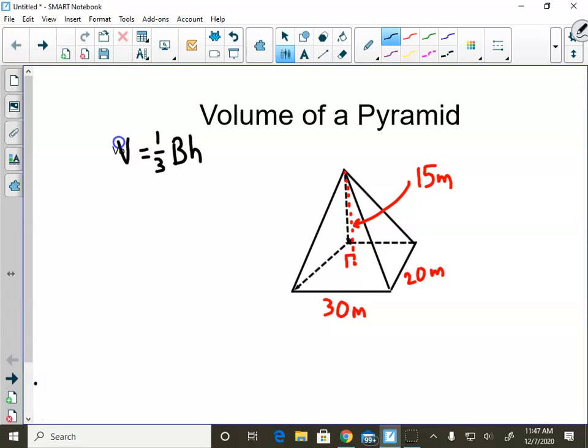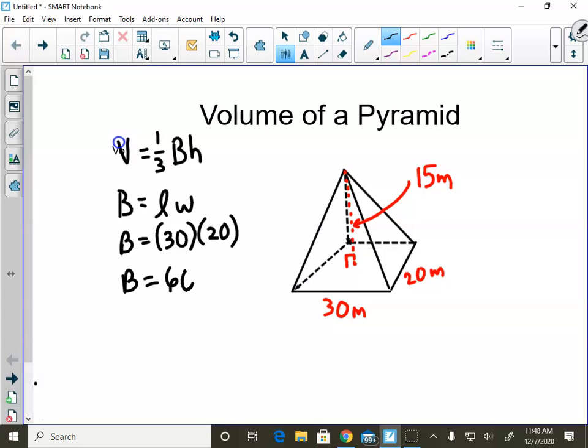So in this case, you can see we have a rectangular base. So we're going to have to find the area of that base. That's what this capital B stands for. So in this case, our capital B is going to be the length times the width because we have a rectangle. So the area of the base is going to be 30 times 20. So the area of our base is going to be 600 meters squared.